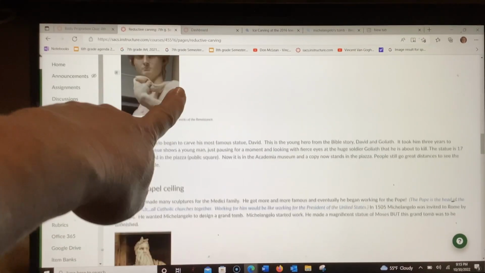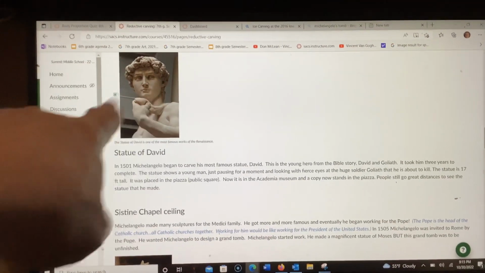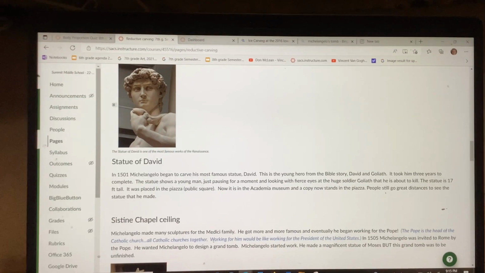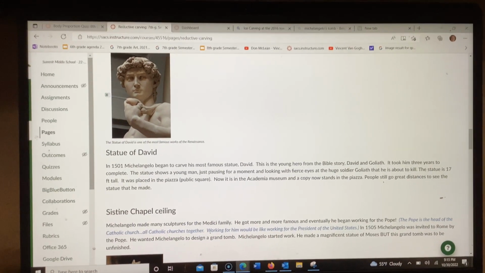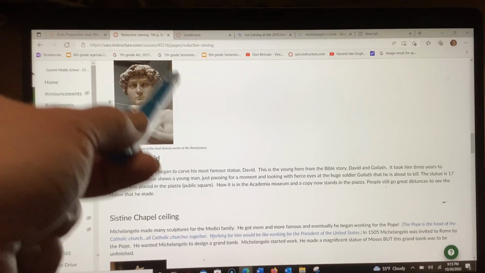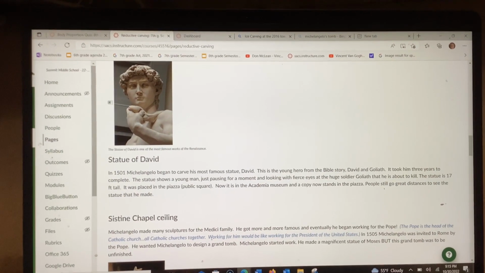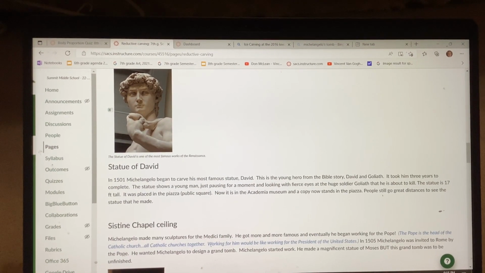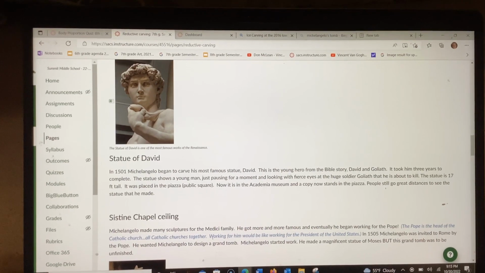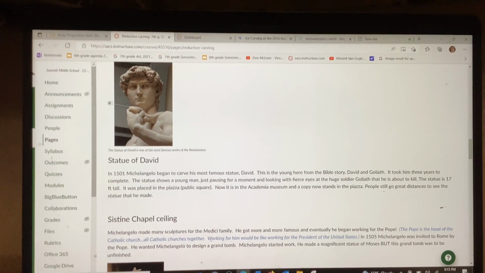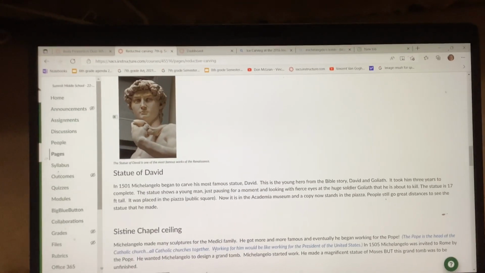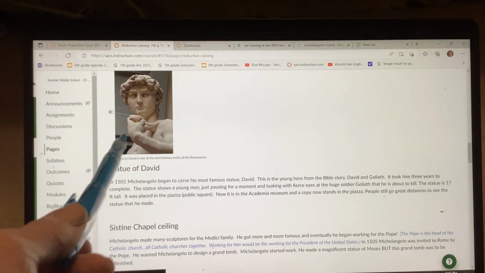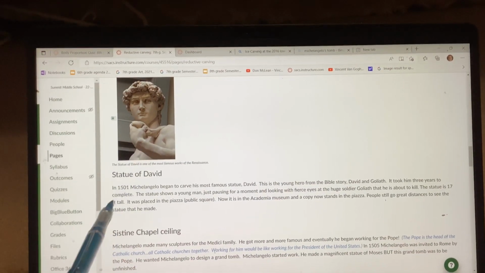So here's one of his most famous. This is the statue of David. Now I didn't show you all of David because, like most biblical imagery at that time, they're naked. Okay, so David is naked. A lot of these angels are naked. We'll see his paintings a little later. They're naked too. So here we can see the top of David.